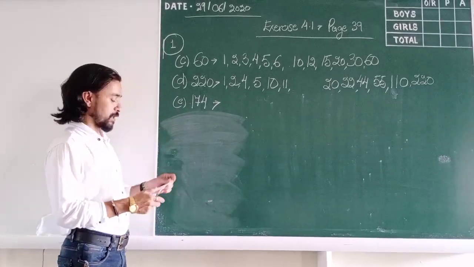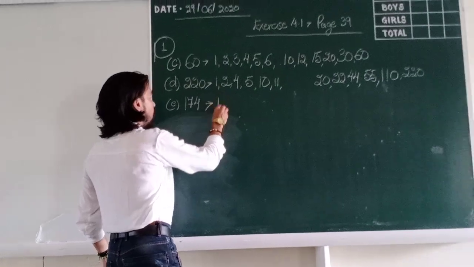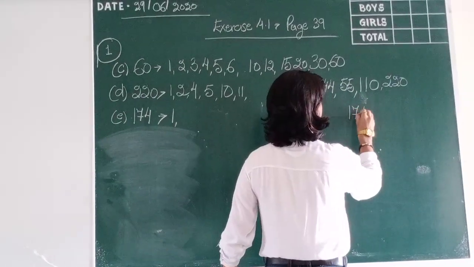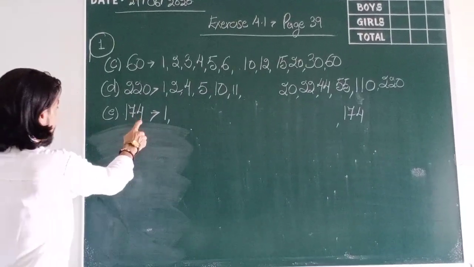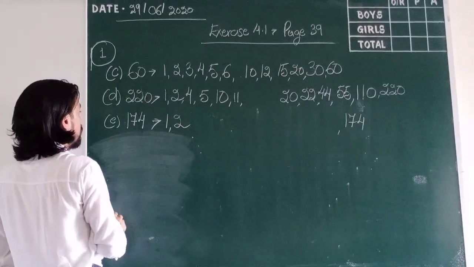So now we come to part E, and part E says 174. All numbers are divisible by number 1. So 174 is 174. It's ending with an even number, so it's divisible by 2 also.